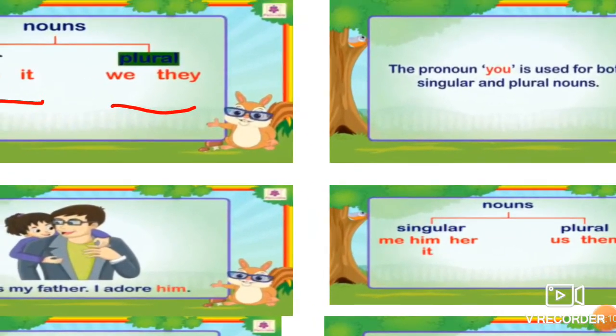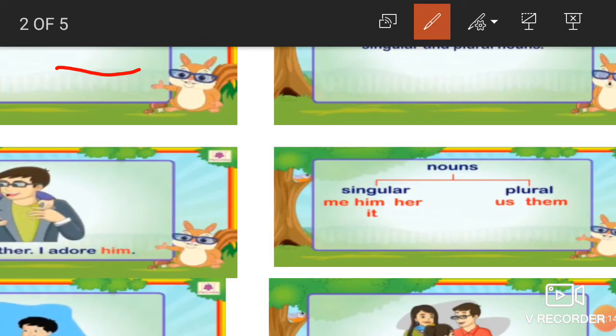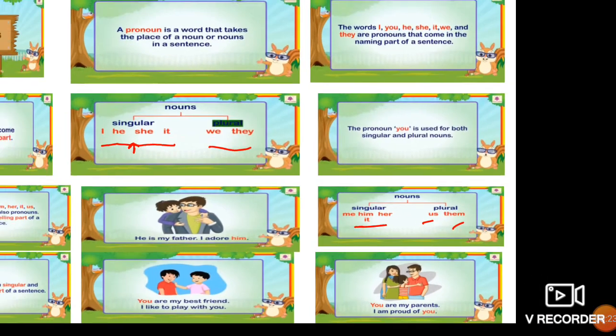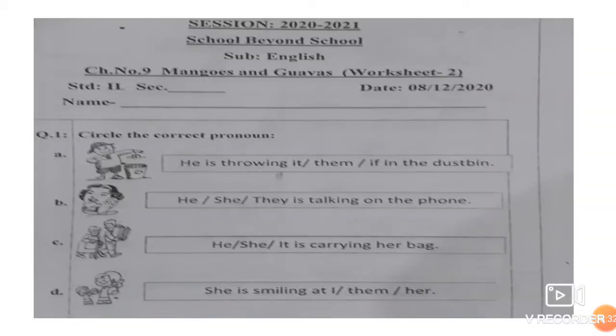Okay. And now here, me, him, her and it. These are singular forms. And us and them. Us means we all. Them means those people. So it's plural, beta. What I am telling you is that we are talking about pronouns. These words are called pronouns. Okay, now let's begin with the worksheet.